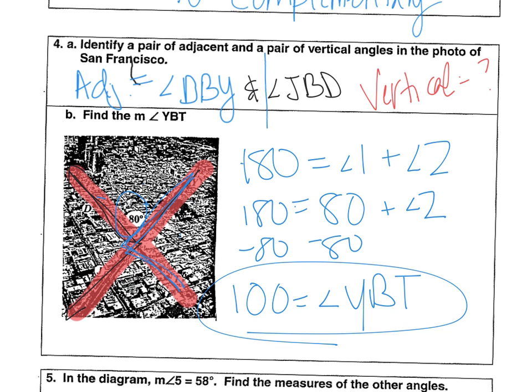Pretty cool, huh? So using that knowledge of complementary, supplementary, and vertical angles, we can figure out what all of them equal. Now remember, vertical angles are going to be right across from each other. So angle 80 is up here. We can figure out that right down here, this angle is also going to be 80 degrees. So if angle YBT is 100 degrees, then this angle is also 100 degrees.